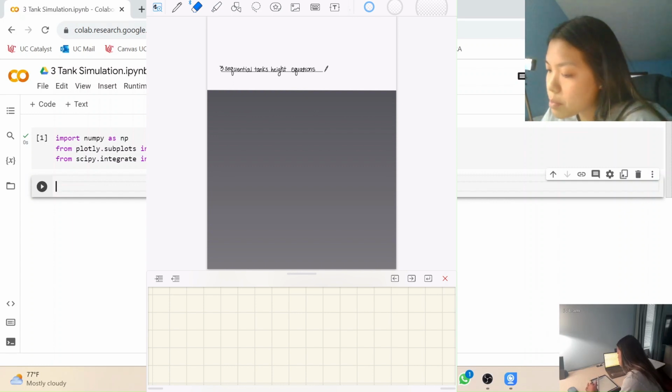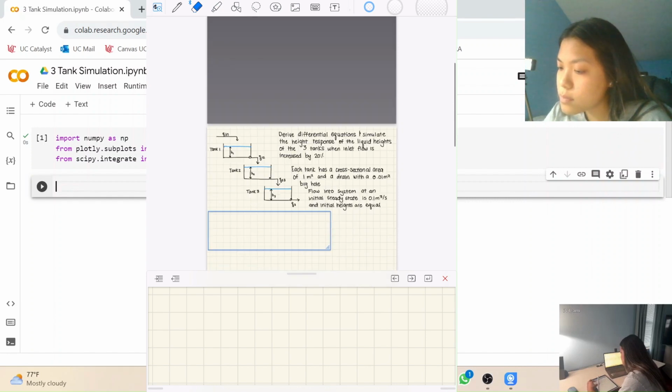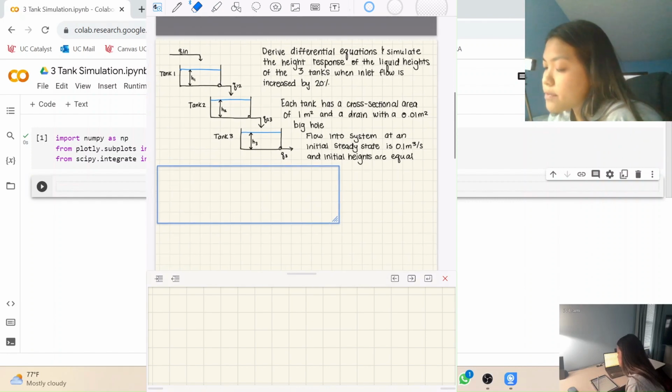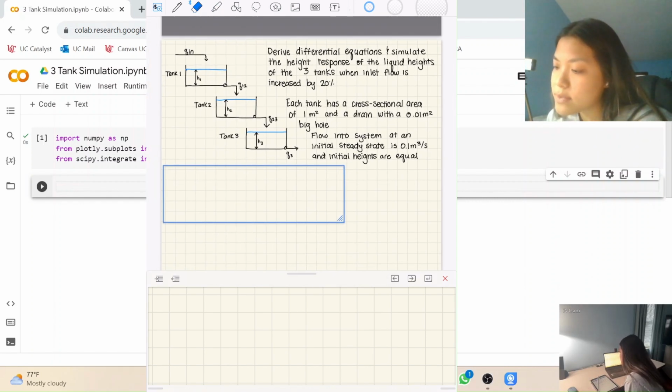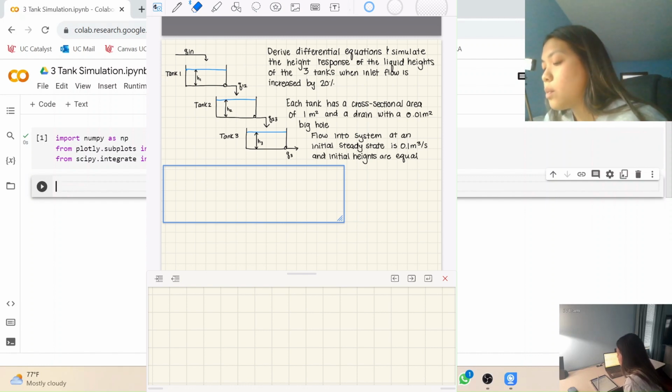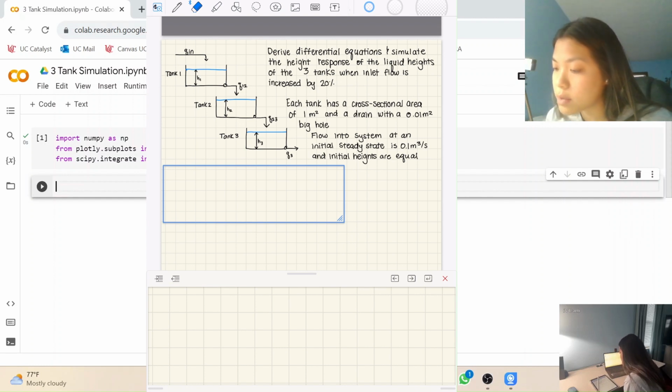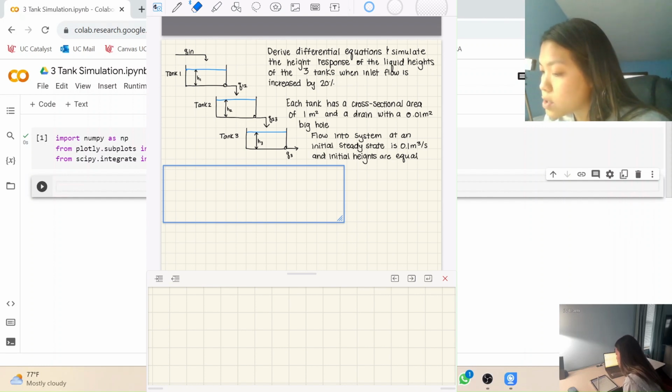So here's our problem. We are deriving differential equations and simulating the height response of the liquid heights of the three tanks when inlet flow is increased by 20%. We are told that each tank has a cross-sectional area of 1 meter squared and a drain with a 0.01 meter squared hole. Flow into the system is at an initial steady state, which is 0.1 meters cubed per second, and initial heights of the tanks are equal.